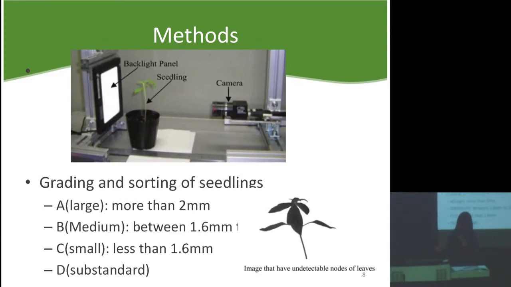Here is the setting. This figure is the setting of this image acquisition. As we say, there is a backlight panel, and in the middle is the tomato seedling, and the camera is here.